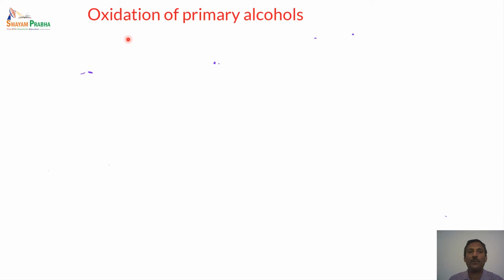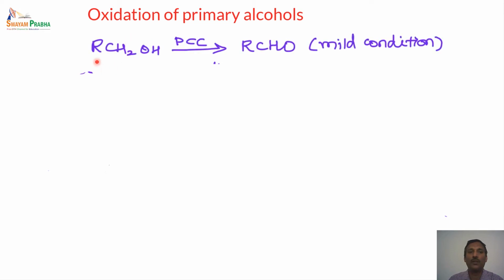The first one is primary alcohol oxidation. Primary alcohol, when treated with pyridinium chlorochromate, can form an aldehyde. These are very mild conditions.